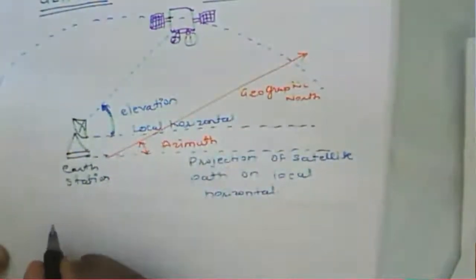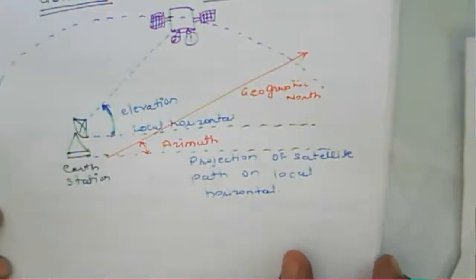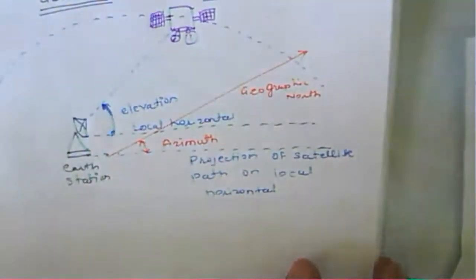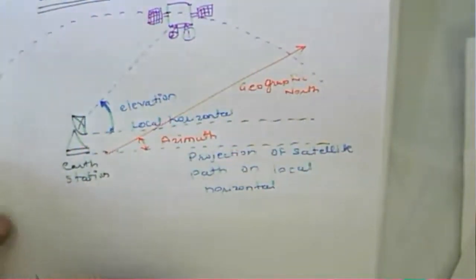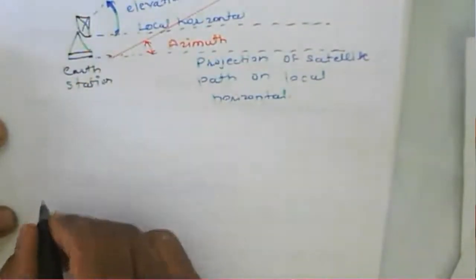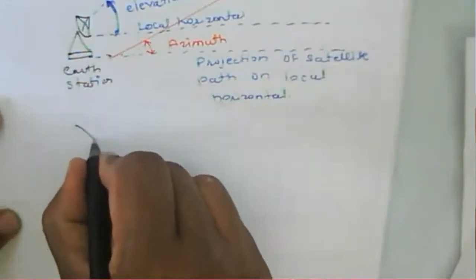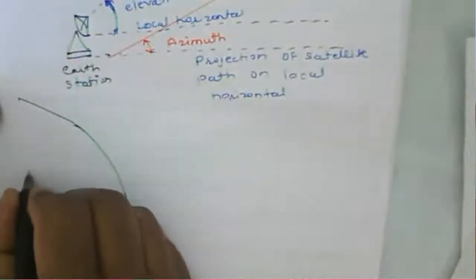Or in another way, we say that the elevation of a satellite is the angle which a satellite makes with the tangent at a specified point on the earth. That is, the elevation is nothing but the angle that is made on the tangent. So for that purpose we need to redraw the satellite and the earth station here. We consider that this is the earth now, this is the earth surface.